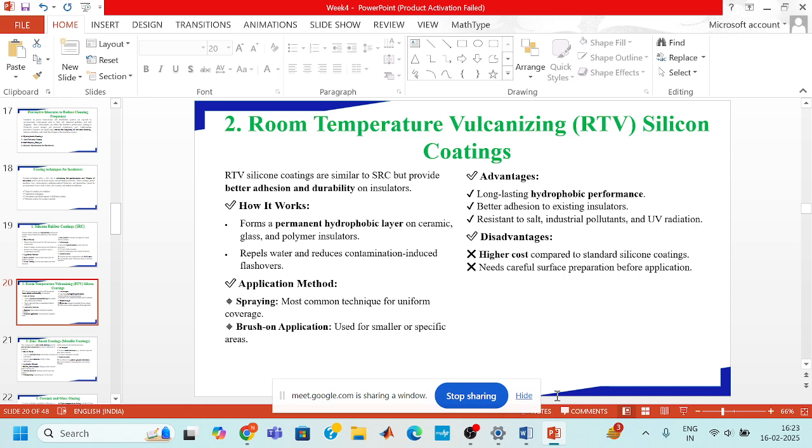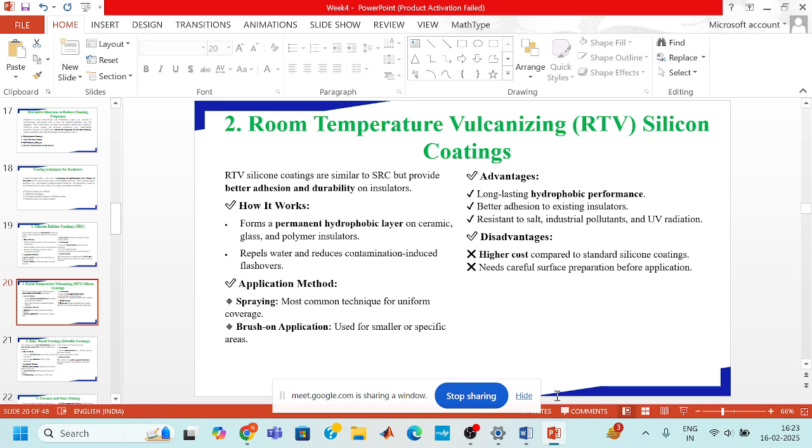So next is room temperature vulcanizing, RTV silicone coatings. RTV silicone coatings are similar to SRC, but provide better adhesion and durability on insulators. It forms a permanent hydrophobic layer on ceramic, glass, or polymer insulators, repels water, and reduces contamination-induced flashovers.